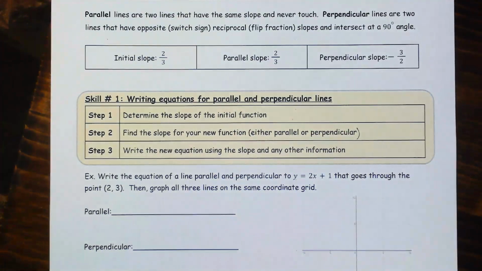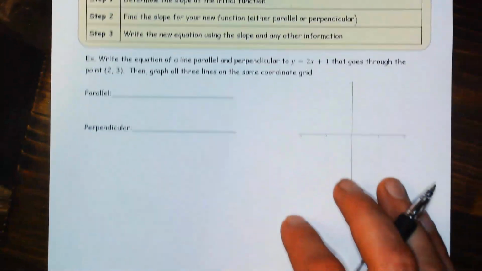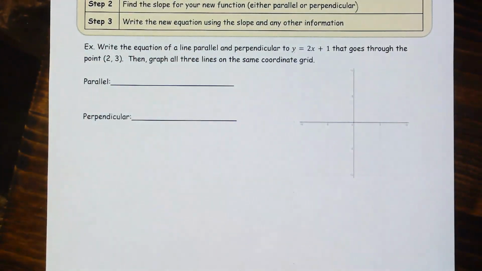Anyway, for my example, you are welcome to try it on your own. It shouldn't be super difficult. So if you want to try, go for it. Pause the video, and then you can check. Y equals 2x plus 1 and goes through the point (2, 3).